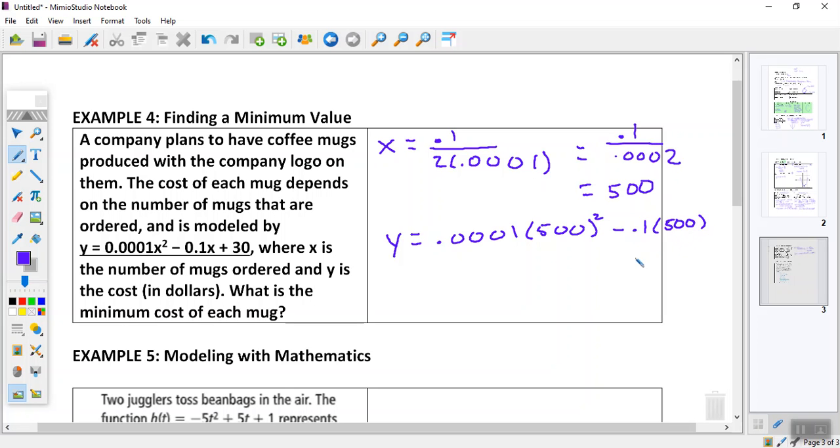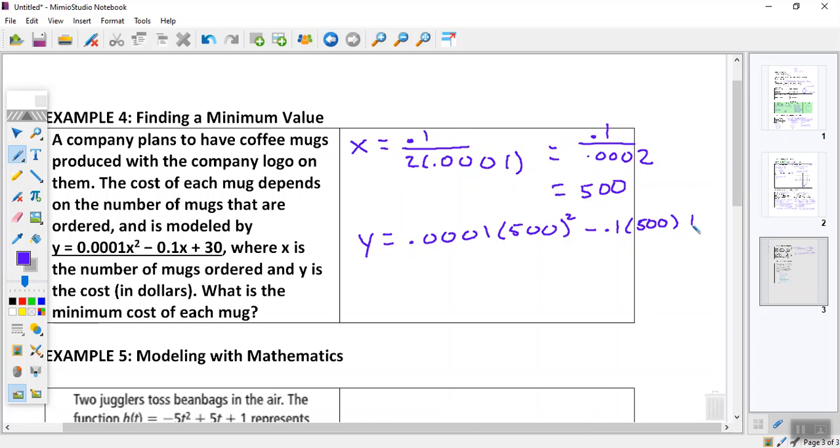Anybody have an actual calculator instead of a phone? I guess I can punch it in mine here. See what you get for a value when you punch that up. What do you guys get? Five? Okay, I'm getting 5. So what's the cost of each mug going to be, kids? Yep. Y is 5 when I do this. So the cost is $5 per mug.